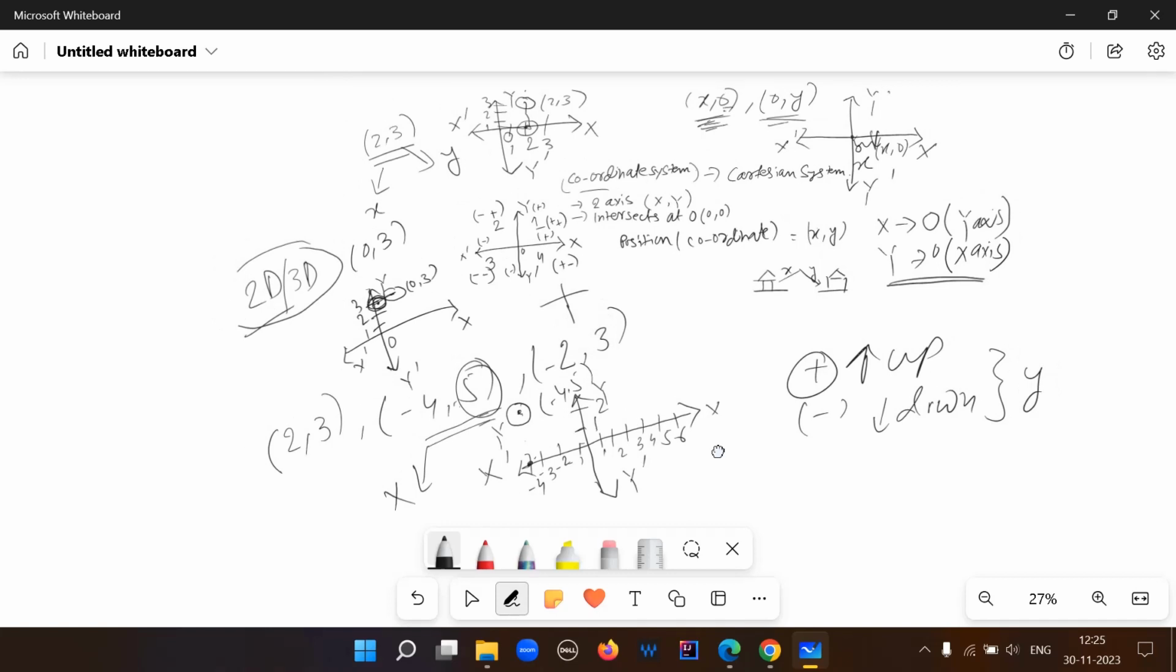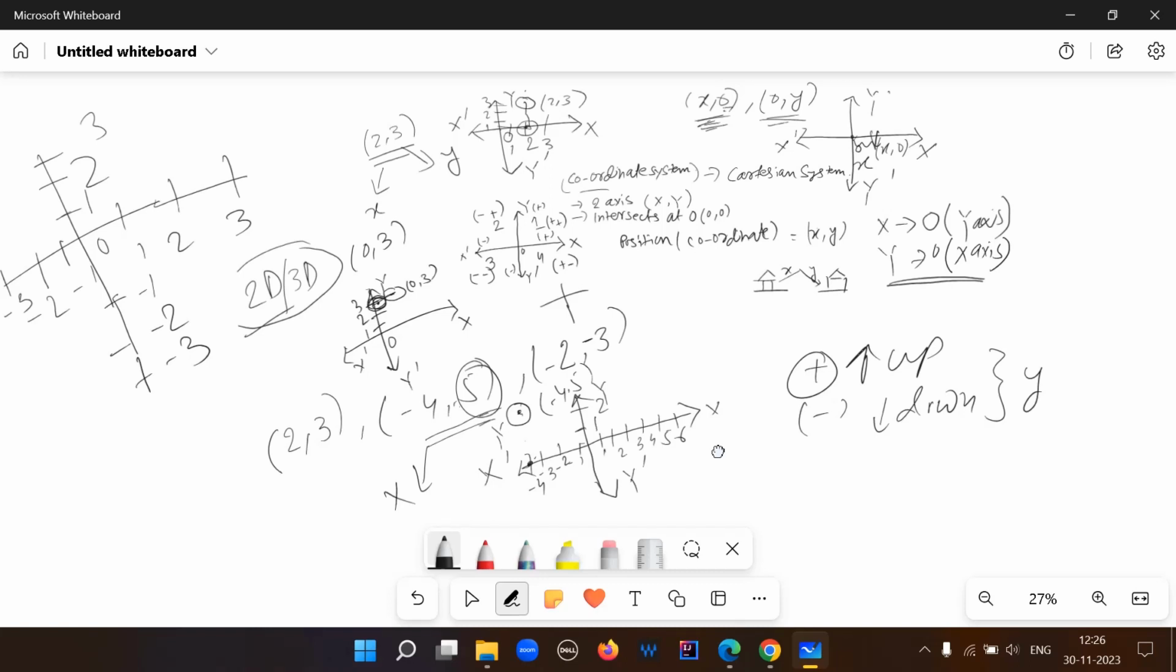Now if the point is (-2, -3), then what will we do? Minus 2 comma minus 3. So 1, 2, minus 1, minus 2, minus 3. Here 0, 1, 2, 3. So for minus 2, minus 3, as well as on the y-axis we should draw 1, 2 and 3. On the y-axis we will draw minus 1, minus 2, minus 3.